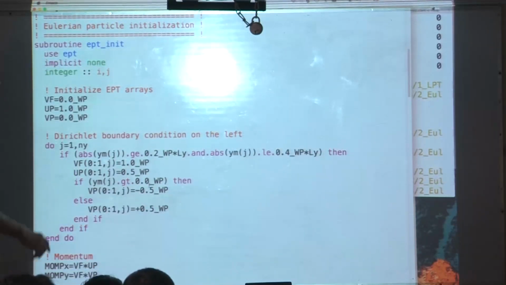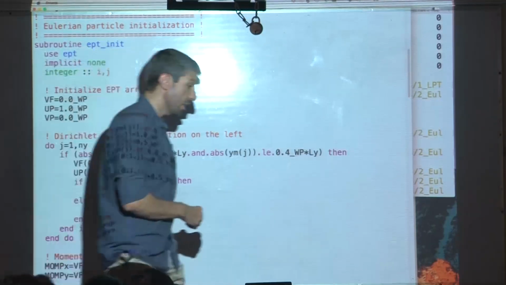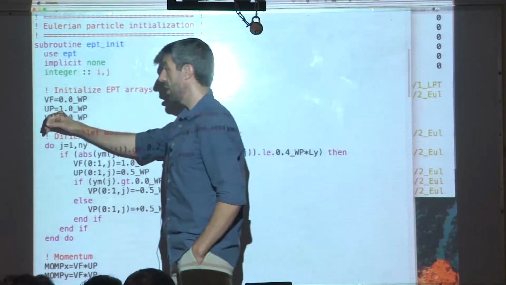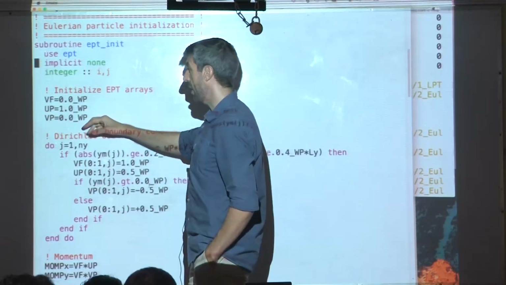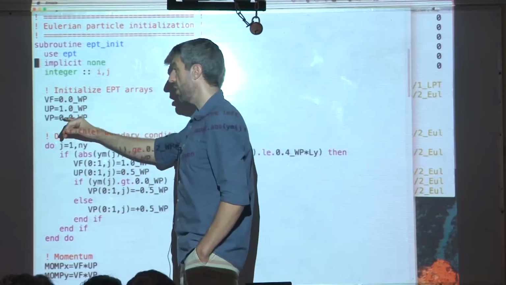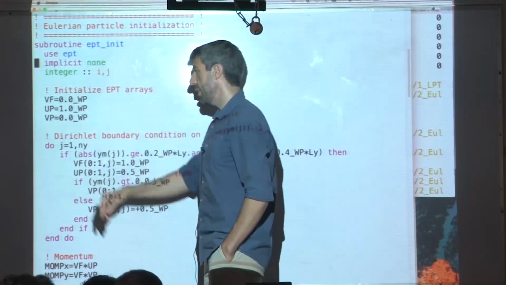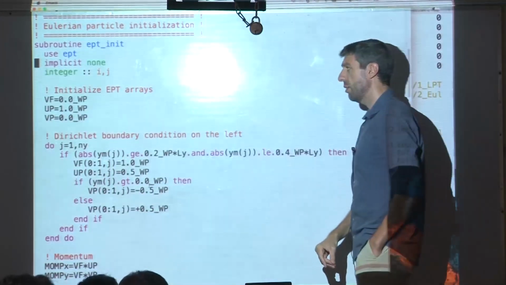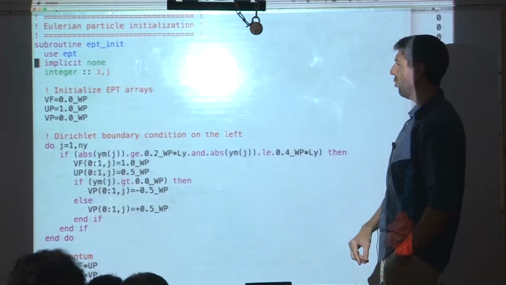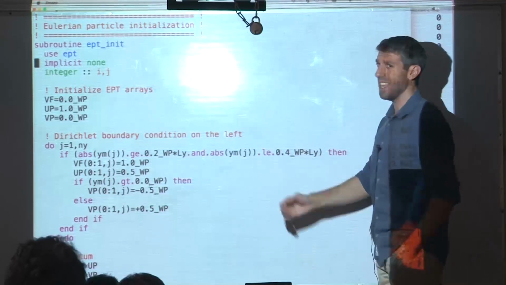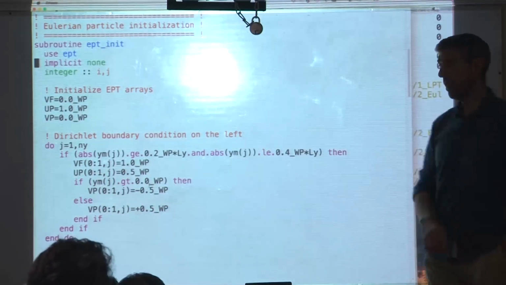This is my initialization for the Eulerian particle tracking. I'm initializing my volume fraction at 0, my velocity at 1 in x and 0 in y. I'm not sure why I'm doing that, I don't remember, but it doesn't matter, we're going to override this. What matters is the inlet boundary condition for my problem.